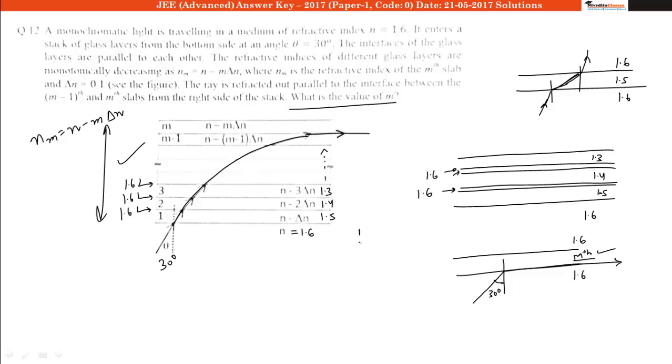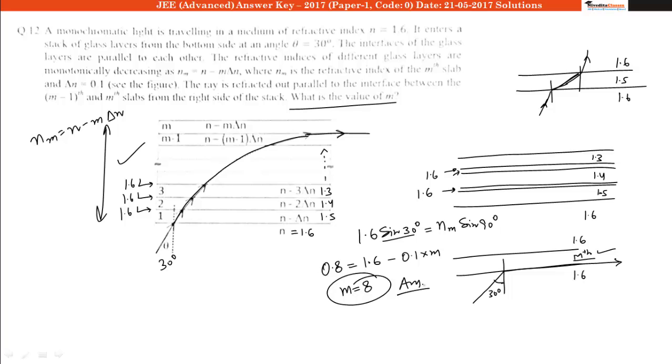So, it will be 1.6 into sine 30 degrees, which will be equal to Nm into sine 90 degrees. Now, if I put the values, sine 30 is equal to half. So, we have 0.8 is equal to 1.6 minus 0.1 into m. And if I calculate this, m will be equal to 8, which will be our answer to the problem. Clear?